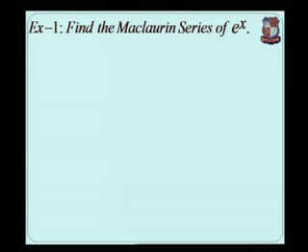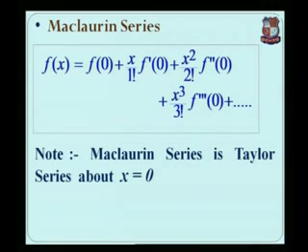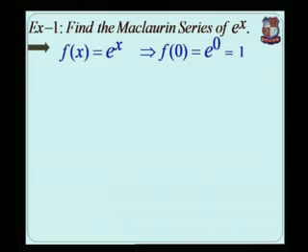Find the Maclaurin series of the function e raised to x. Our function is e raised to x. Given that it is the Maclaurin series, we apply the Maclaurin series formula, that is f(x) is equal to f(0) plus, and so on. Now our function is e raised to x. We find the value at the point 0. So f(0) is e raised to 0. We know that 0 power of any non-zero number is 1. So e raised to 0 is 1.